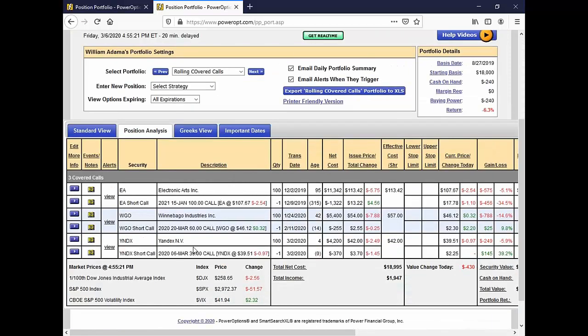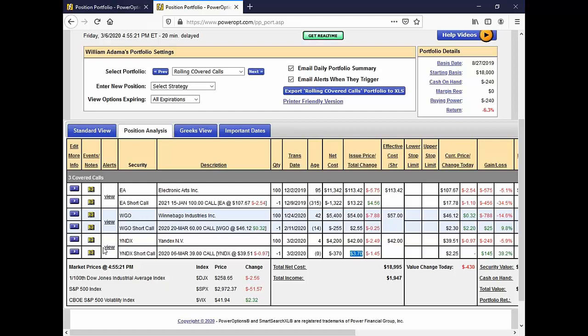Now, I simulated a position on the Yandex, opened on March 2nd when the stock was around $42 per share, that initial pop-up. And we sold a March 6th, today's strike. I meant to do the 20th, I apologize. We simulated doing the March 6th, 39 strike for 370 for a return of about 1.6%.